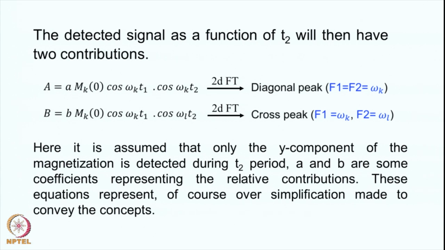I mean, I am giving a very simplistic picture here. The actual calculation may have to involve the Hamiltonian evolutions, consideration under the influence of the different Hamiltonians, and you are considering a very simplistic picture to bring out the concepts. So if it is going with the same frequency omega k, then the signal which you are going to detect here will be mk naught cosine omega k T1 cosine omega k T2.